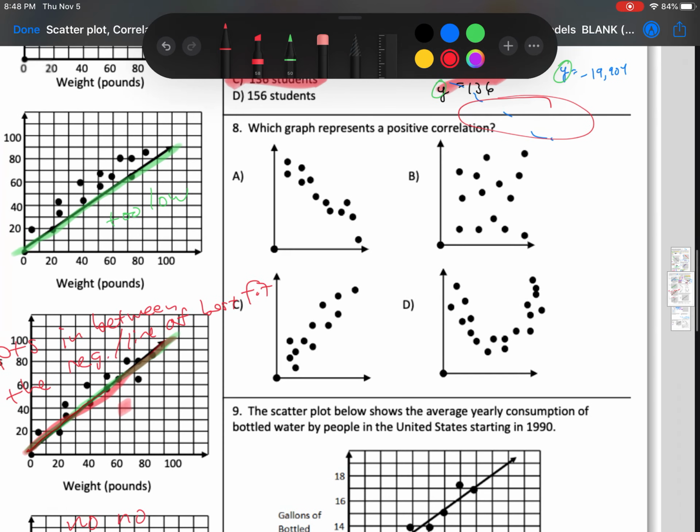Okay, number 8. Which graph represents a positive correlation? This is none or no correlation. This is a quadratic relationship. This one's positive, and this one is negative. So I'm going to go with choice C.